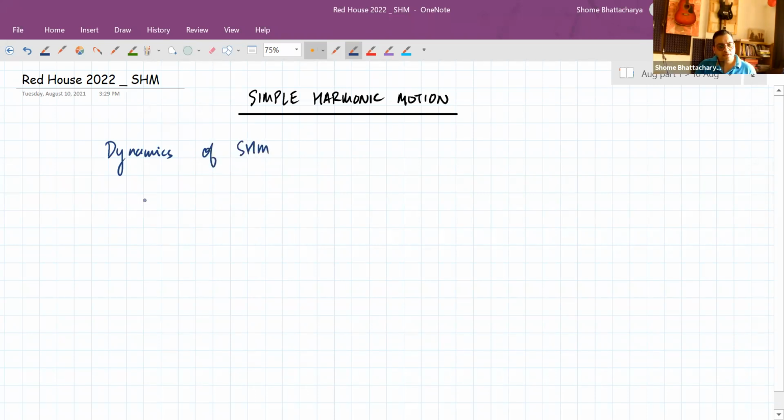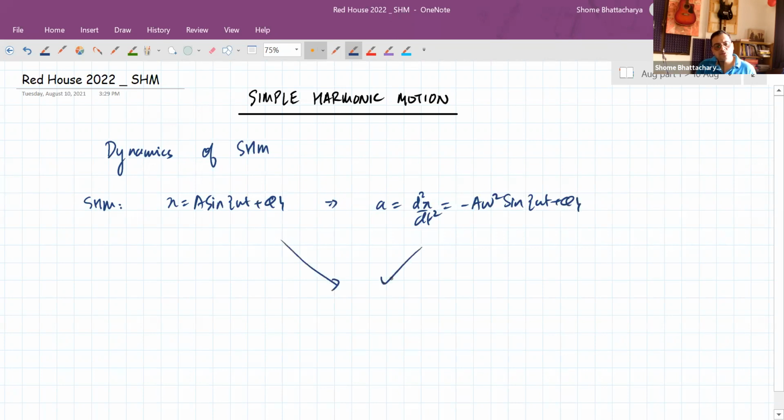So we know from kinematics, if we have an SHM given by the relation A sin(omega t plus phi), it means that the acceleration, or d2x by dt square, is minus A omega square sin(omega t plus phi), which means that the relationship between these two quantities is given by d2x by dt square equals minus omega square x.